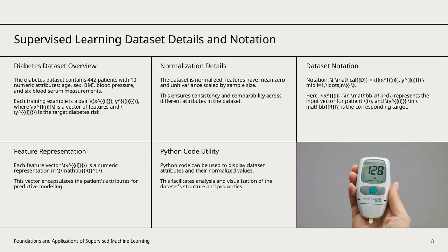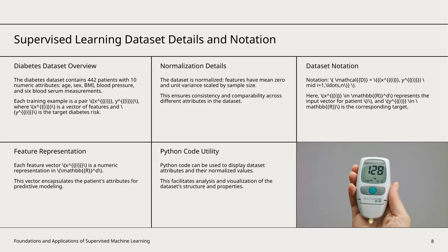When we talk about dataset notation, we use the symbol D to represent the entire dataset, which is a collection of all these pairs. Specifically, D contains pairs of the form (x to the i, y to the i), for i from 1 up to n, where n is the total number of examples. In this notation, each input vector x to the i is an element of R to the d, meaning a d-dimensional real vector, and the target y to the i is a real number itself.